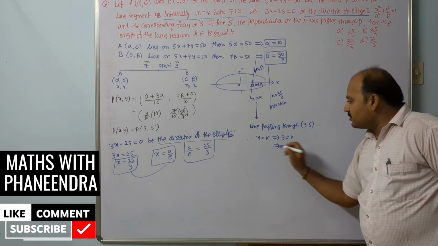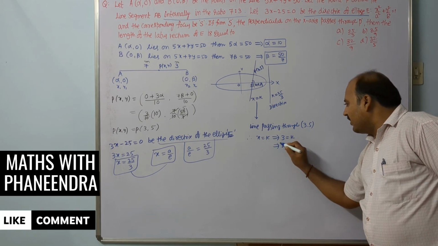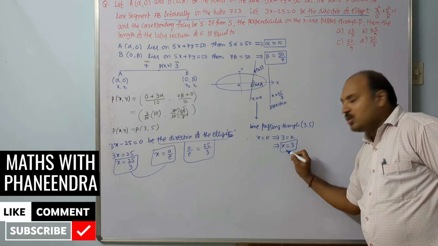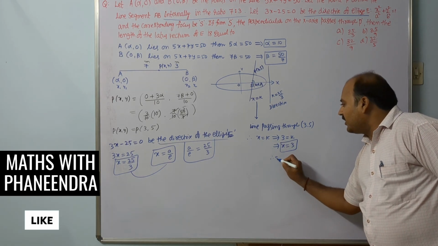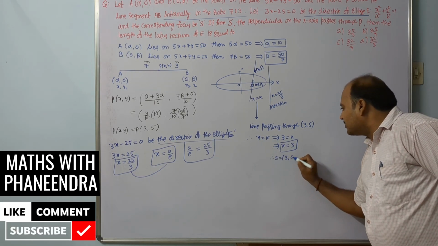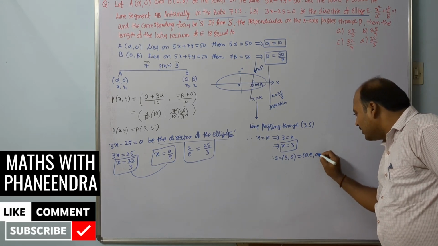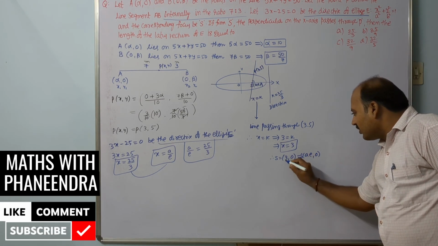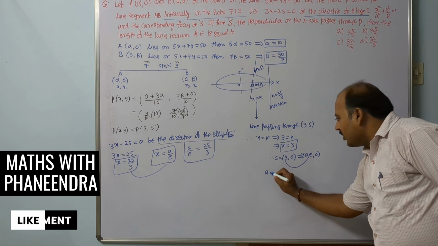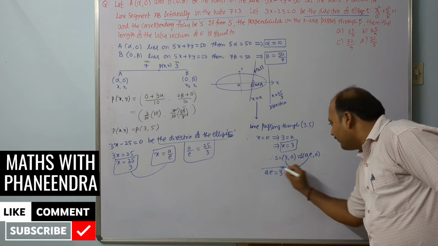K is equal to 3, substitute in this, x is equal to 3 will come. The meaning of x is equal to 3 is the point S will become (3, 0). But S means what? Foci, (AE, 0), dear students. So again equating these two, AE is equal to 3.